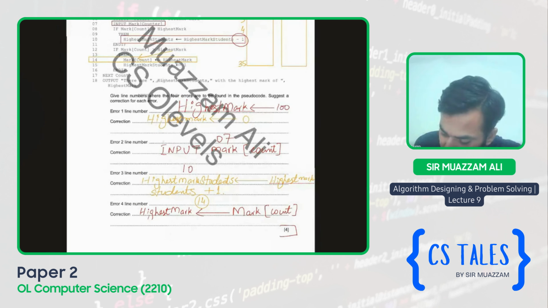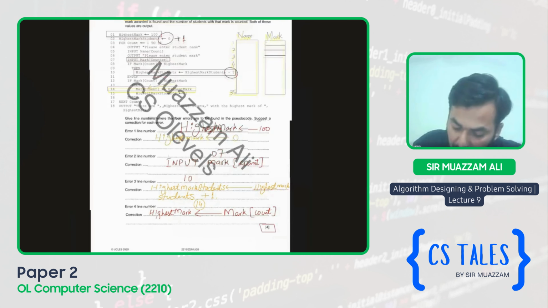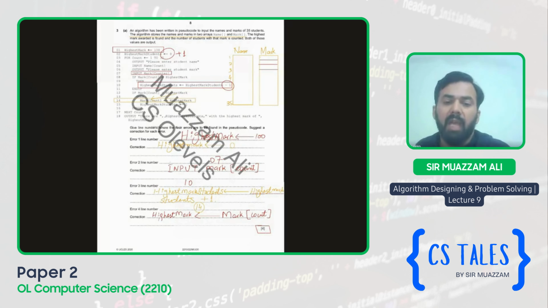So for the 4 marks, the examiner awards marks for the error detection method. Okay.